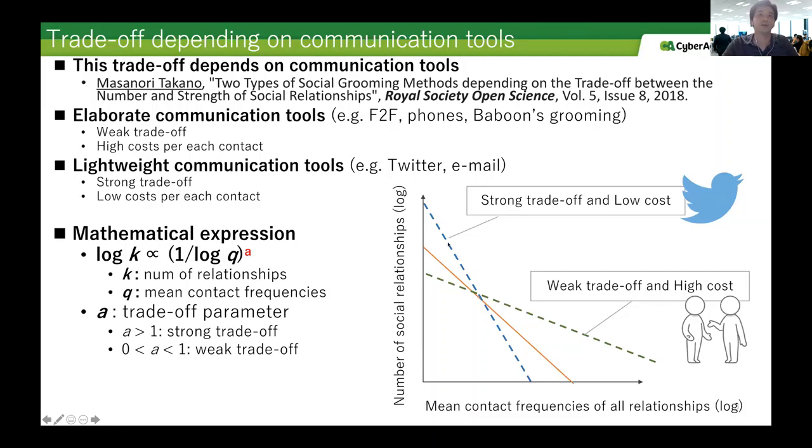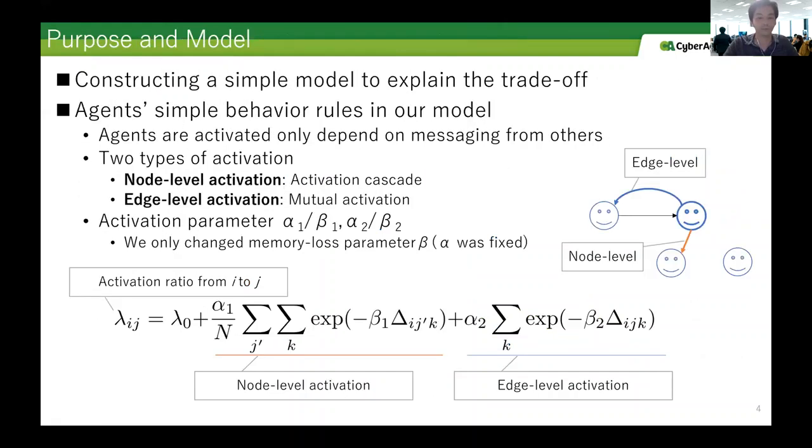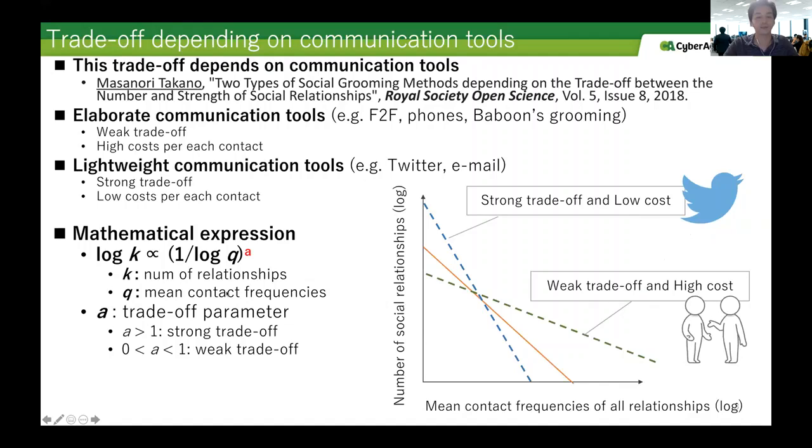We can observe this trade-off changes by this coefficient A, based on fitting this model to communication datasets. When A is larger than 1, the trade-off is strong, like Twitter. When A is smaller than 1, the trade-off is weak, like face-to-face communication.